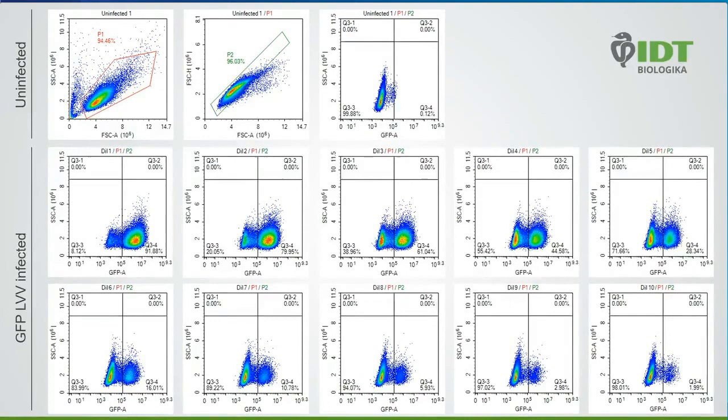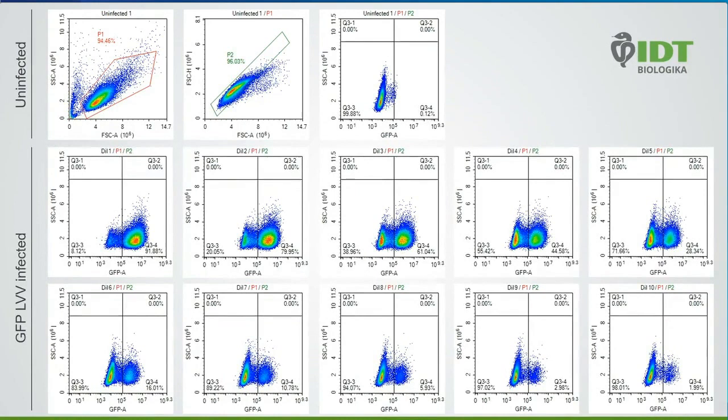Next, in the middle panel, we selected for the singlet cells in P2, which eliminated all the doublets. Then in the third panel, the gating was used to separate the GFP positive from the GFP negative cells by using the uninfected cells, where ideally all cells should not express GFP. In this example, 99.9% of the cells are in the GFP negative quadrant, which is quadrant 3.